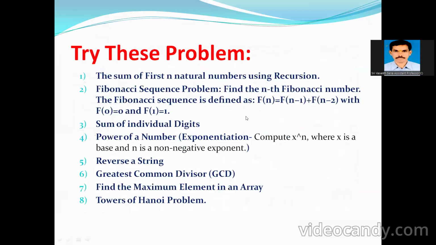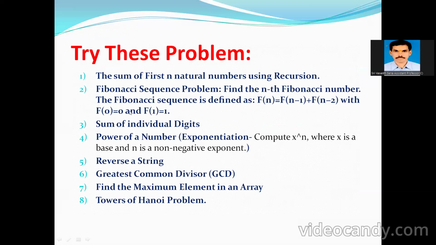So the Fibonacci sequence: f of n is equal to f of n minus 1 plus f of n minus 2, with the base conditions f of 0 is 0, f of 1 is 1. So f of 0 value is 0, f of 1 value is 1. Next, f of 2 value becomes 0 plus 1, that becomes 1. F of 3 value becomes 1 plus 1, that becomes 2.